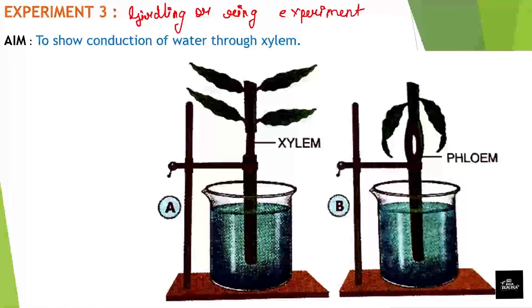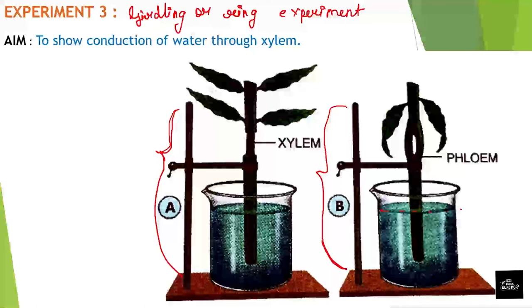Girdling or ring experiment. First, let us quickly look into the apparatus. In apparatus A, we have taken a beaker filled with water, and this is a retort stand, you all can see, to fix the stem in the water. Same things are taken in setup B: another beaker filled with the same amount of water, and another retort stand to fix the stem in the water.